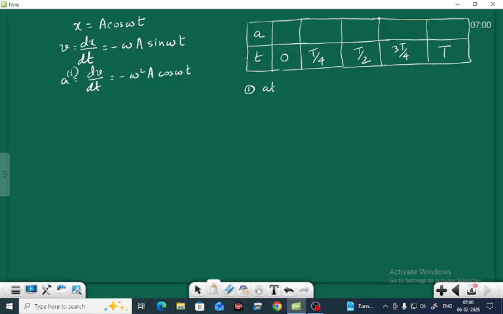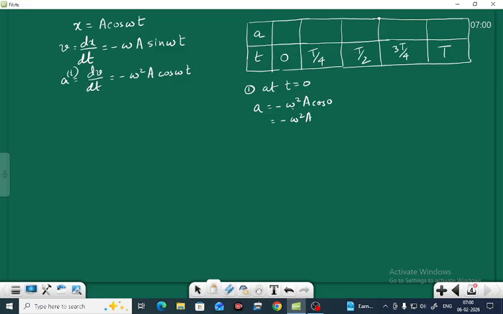The first point, at time t equal to 0. At time t equal to 0, you'll find that the acceleration is equal to minus omega square A cos 0. Cos 0 is 1, so the value is equal to minus omega square A.